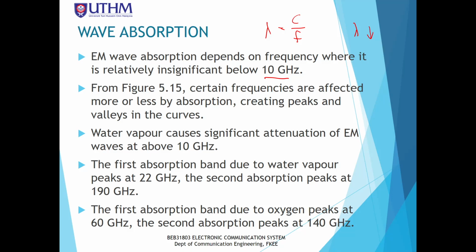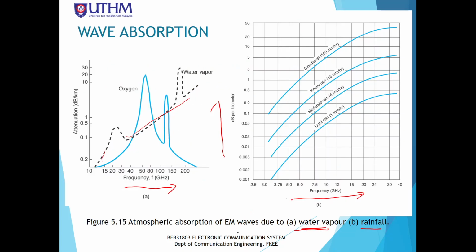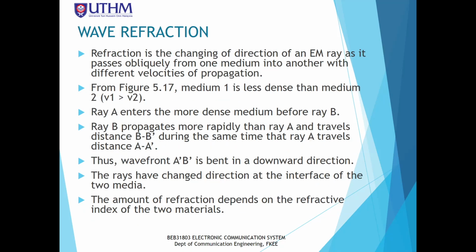Okay, I don't know in the future how they want to cope with this situation due to the rainfall. Perlu ada sistem yang lebih canggih untuk mengurangkan kesan daripada hujan ini. Okay. And then, selain daripada wave absorption yang mengakibatkan attenuations, ada fenomena lain yang juga menyebabkan berlakunya attenuations pada gelombang. Contohnya wave refraction. Wave refraction adalah pembiasan, iaitu apabila gelombang itu bergerak daripada satu medium kepada medium lain yang lebih tumpat, dari segi density of that medium.